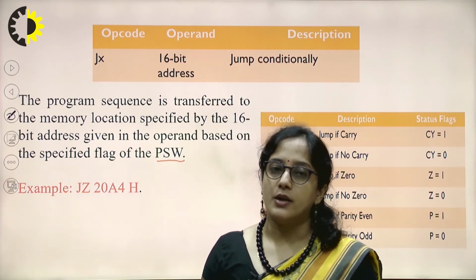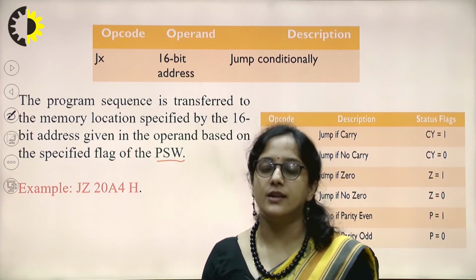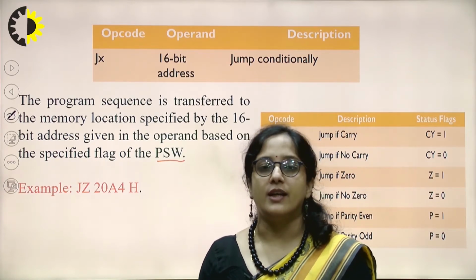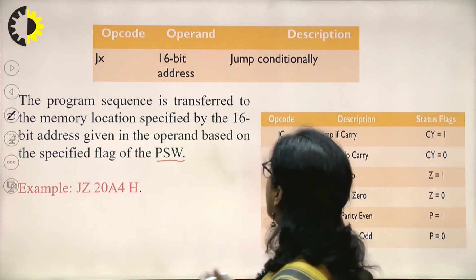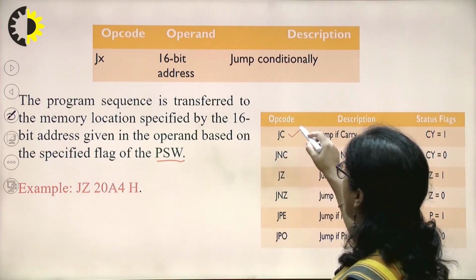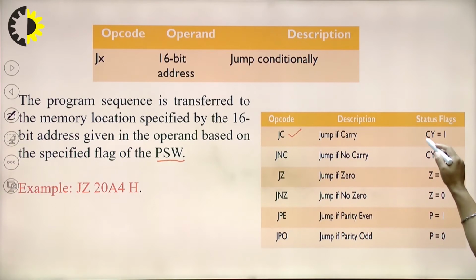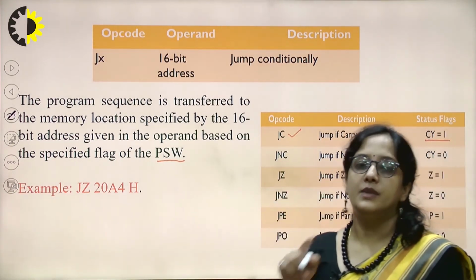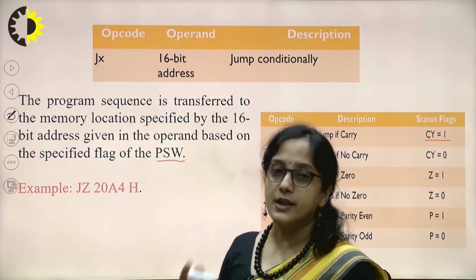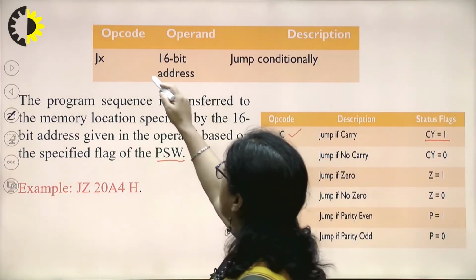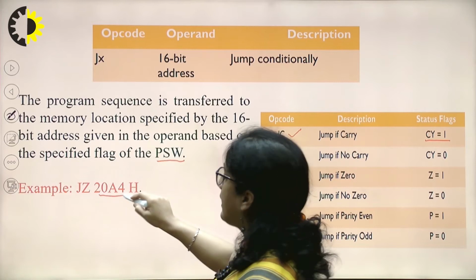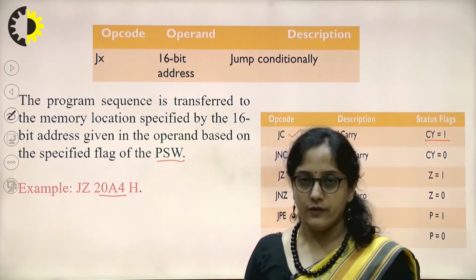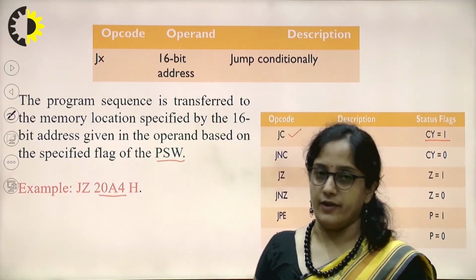So, according to their condition, whether the carry flag is set or the carry flag is 0, we have two types of conditional jump. Jump if carry means that whenever the carry flag is 1, only then the condition is satisfied and the control will jump, that is, the content of the program counter gets modified with the address specified, like 20A4 or 3000, whatever the address is.